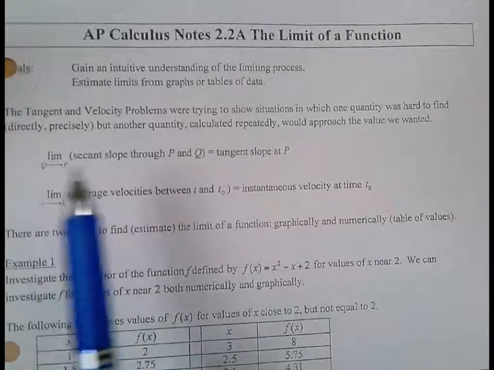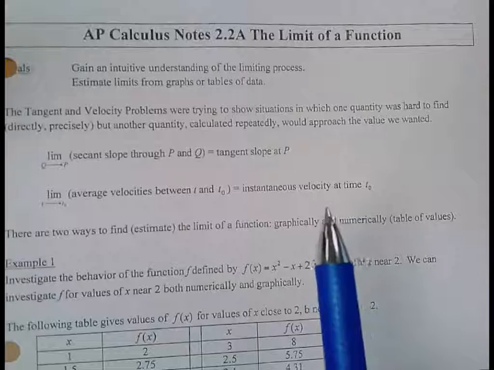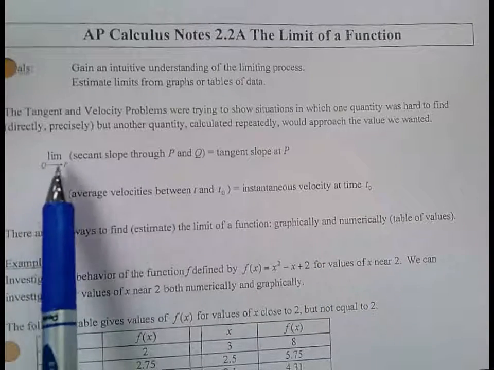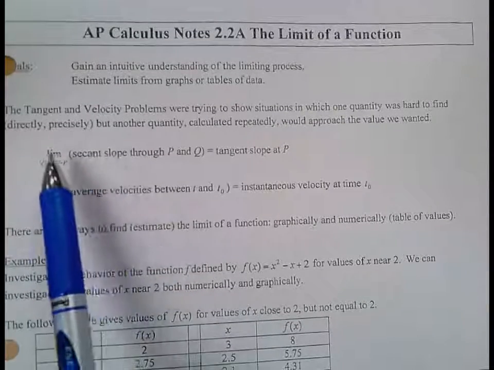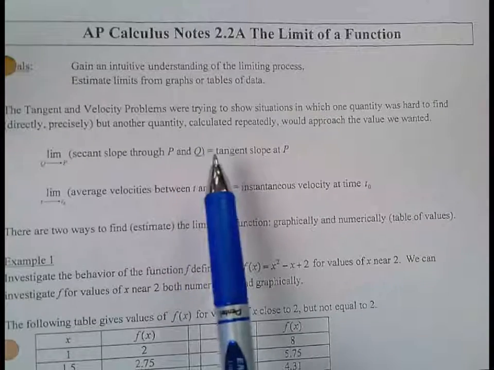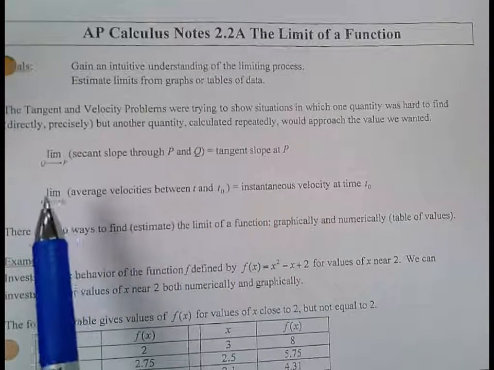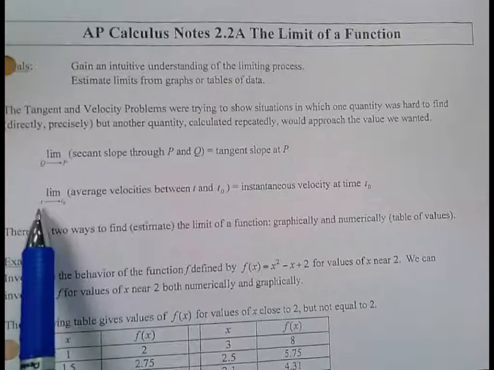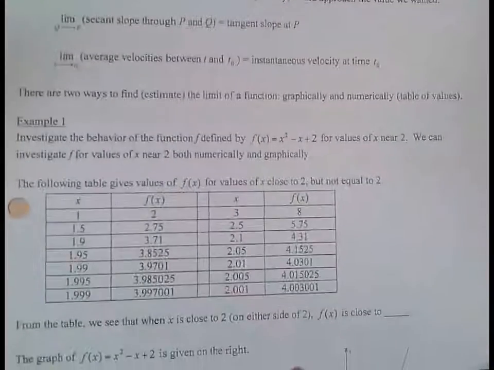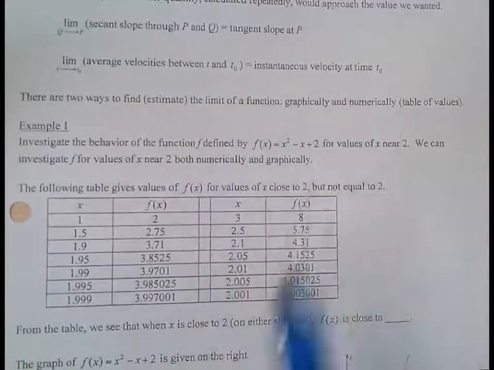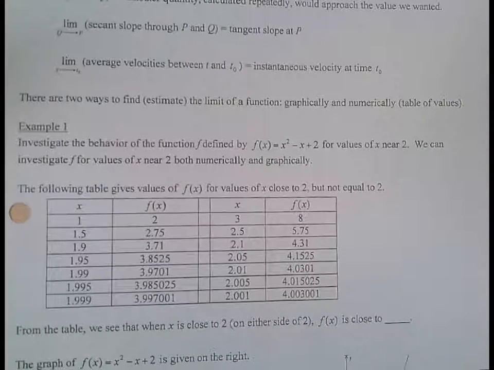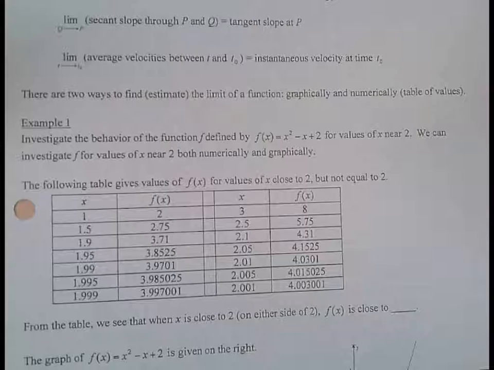And then I have those limits written out into words, so not exact notation by any means. For the tangent problem, the limit as a point Q approaches point P on a curve, the limit of those secant slopes through P and Q would equal the tangent slope. And for the velocity problem, the limit as T approaches T naught, two values of time, the limit of the average velocities between those two time values would approach the instantaneous velocity at time T naught. So getting that idea of a limit, and now we actually start to define it more officially, I guess.